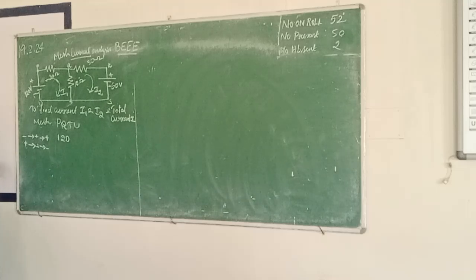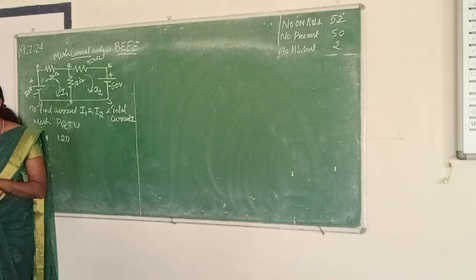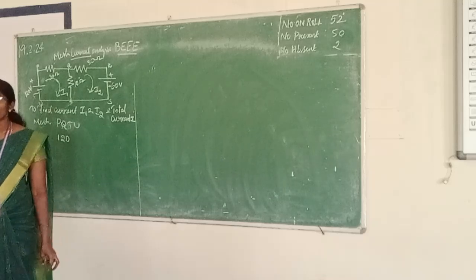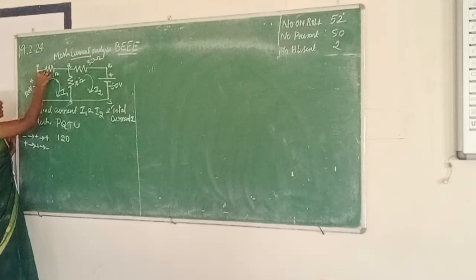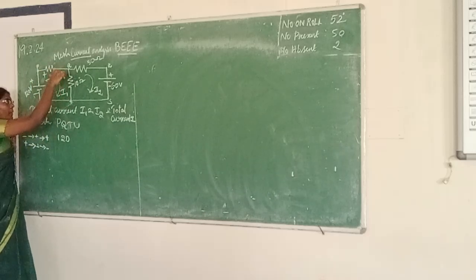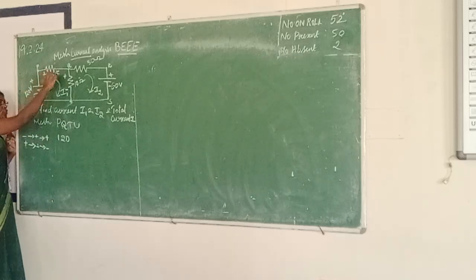Okay. Next you have to mark the flow of current. The current will flow, for our consideration, from plus to minus. So you have to mark this polarity. Okay. Plus minus. And here it is plus minus. Am I right? In which direction are you putting I1?